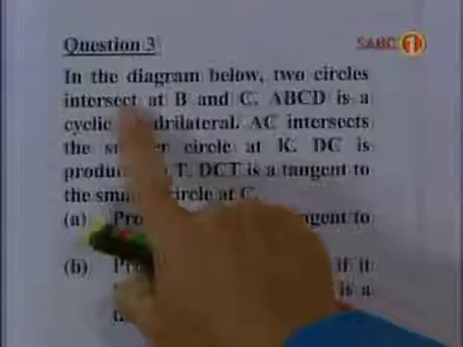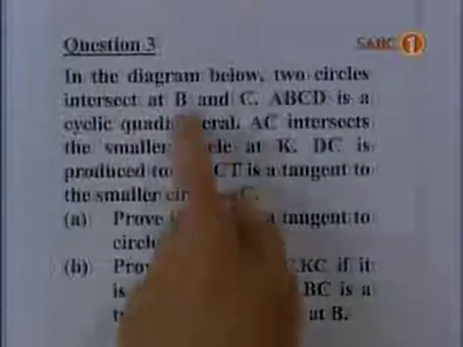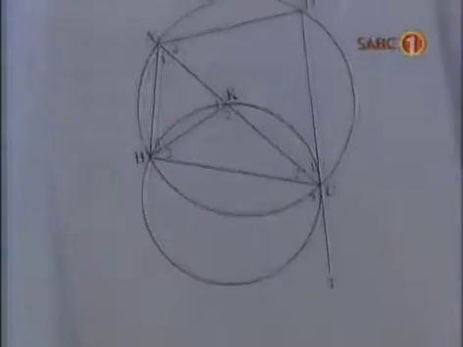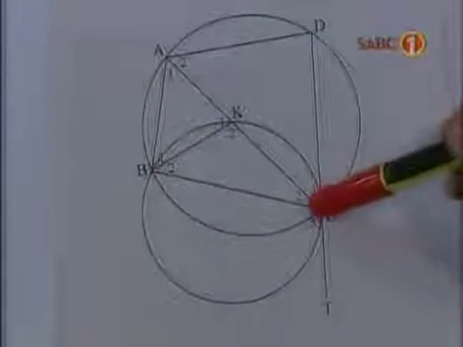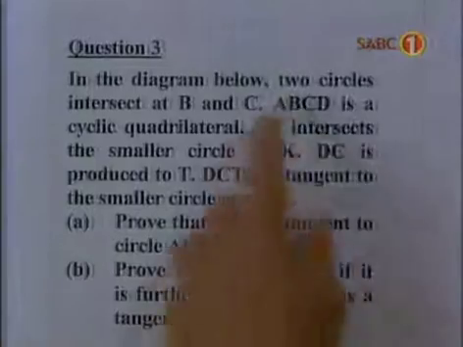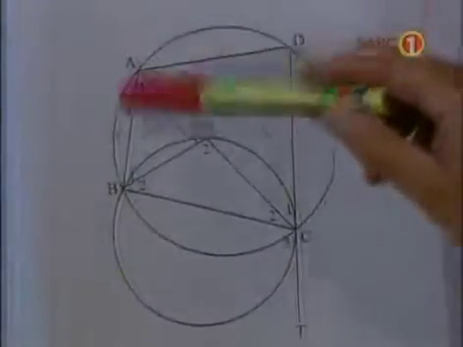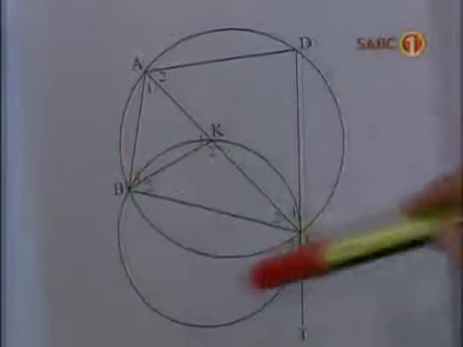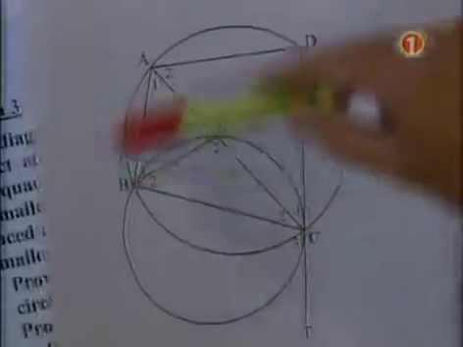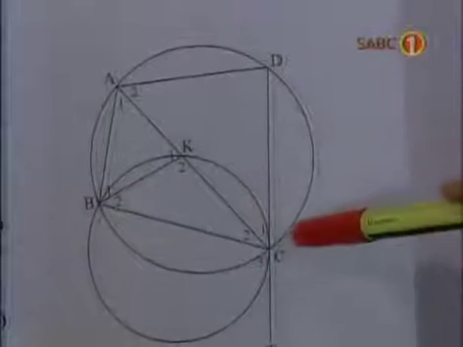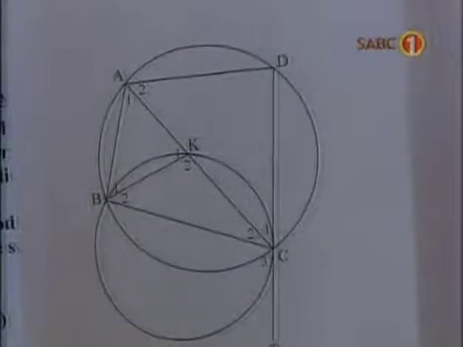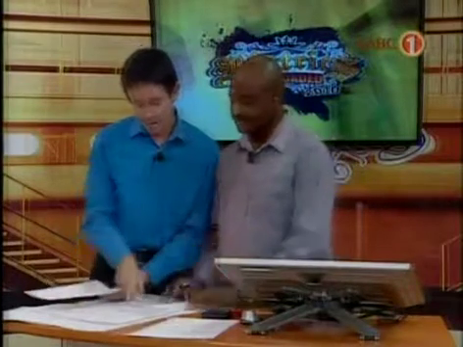It says there, in the diagram below, two circles intersect in B and C. Okay, so there's the circles B and C, they're intersecting. And then ABCD is a cyclic quad. That is so important. ABCD cyclic. Do you agree, Nelson, that's on a circle? Yep. And if it's not on a circle, can we assume it's cyclic? No. Definitely not, definitely not. Okay, let's just carry on.